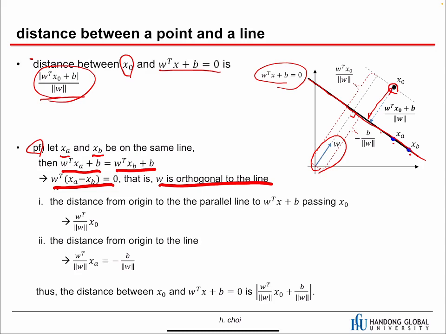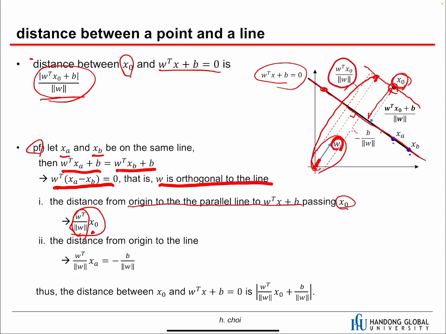Okay, now let's check the distance from the origin to the line parallel to this one, passing through this point. So I'm talking about this line. This line is parallel to this line, but it is passing x naught. Okay, then you know how to calculate the distance. So this is what we can get. We normalize this W by its norm, and then we calculate the inner product between this vector and this point. And this is actually the magnitude of the vector from the origin to this line. Okay, so this is what we have.